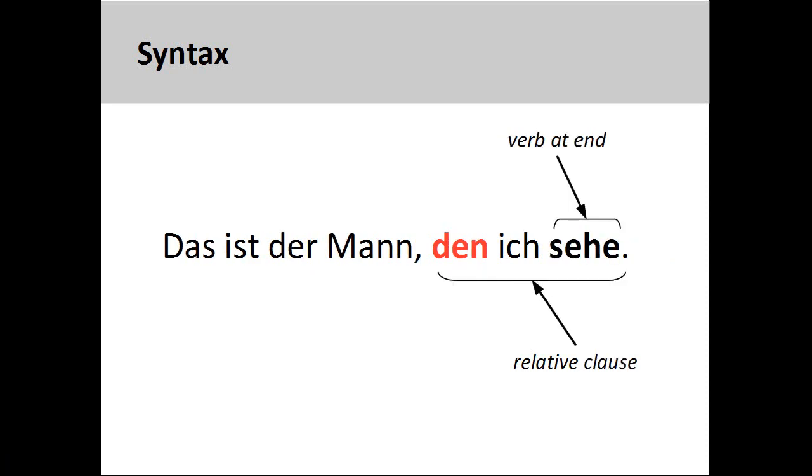Second, since relative clauses are a type of subordinate clause, the conjugated verb needs to be moved to the very end of the clause. Here the verb sehe comes at the very end of the relative clause.